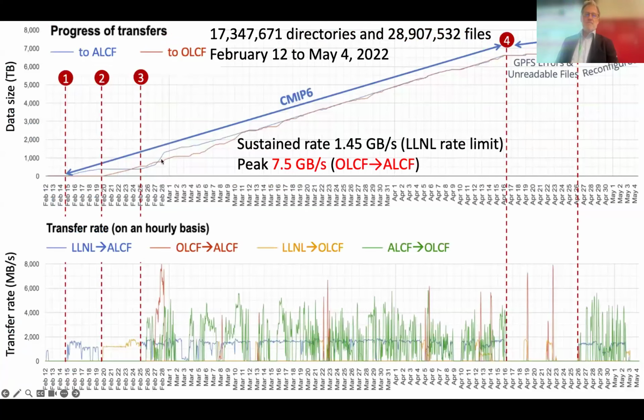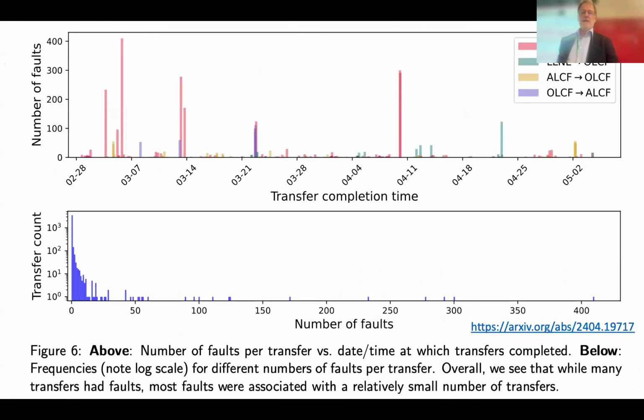And this is showing what happened during that time. There were various configuration issues at the beginning. There were some file system configuration problems at the end. But ultimately, this proceeded without human interaction, apart from those reconfigurations during that 2.5-month period, despite many failures.